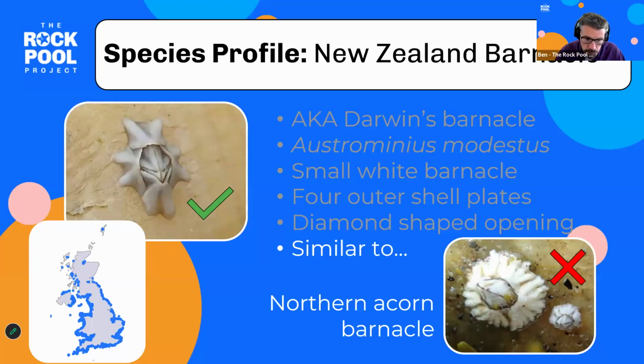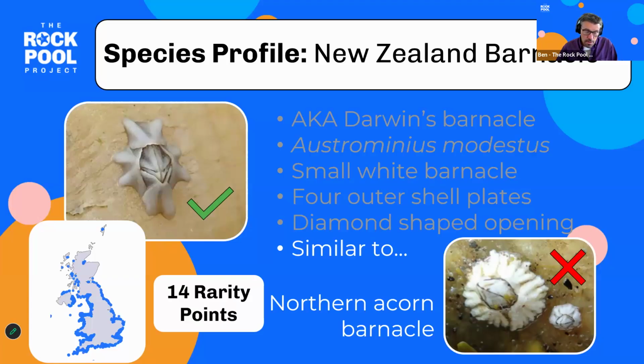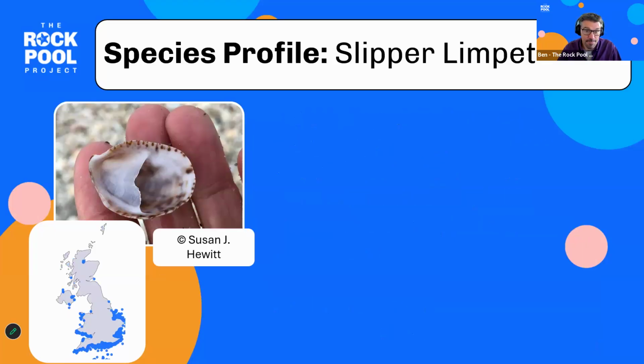They were said to have been introduced during the Second World War, attached to the hulls of ships and to warships. According to our rarity points system, it's worth 14 out of a maximum of 100 points. But during the National BioBlitz, so starting from Saturday, it will be worth 28. So you get double points for non-native species.